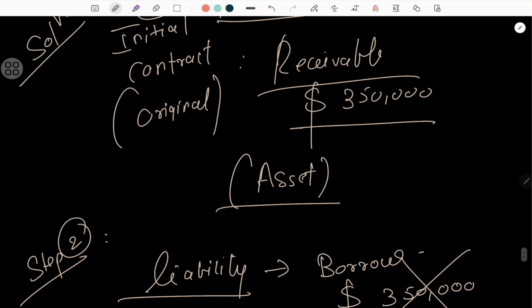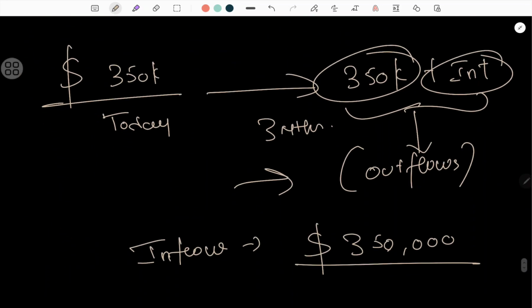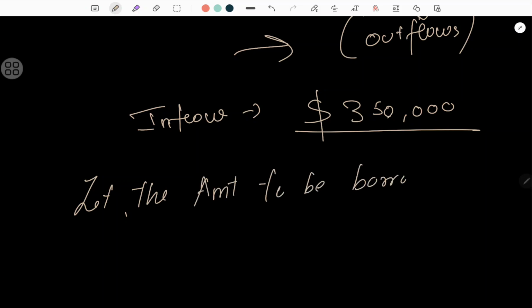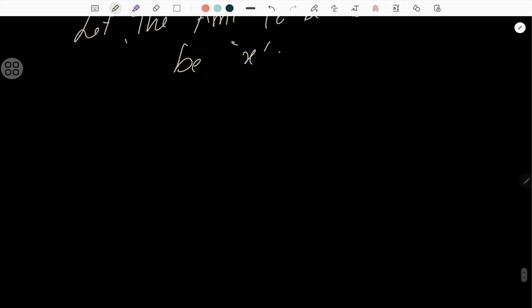Initially we booked an asset for the receivable of 350,000, so this will not match. In order for my inflows and outflows to match so that I can pay off, I have to borrow an amount lesser than $350,000 today. What is that amount? Let the amount to be borrowed be X. Now, how do you calculate that?